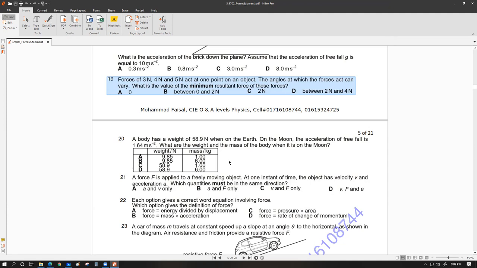I mean, sir, we already have the three forces. Then out of one of these, should there be a resultant force?